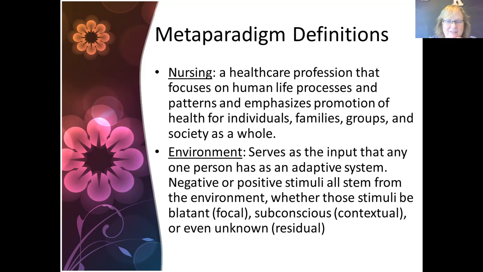In terms of defining the environment, she says the environment serves as an input that any one person has as an adaptive system. So our environment is both external to us and our internal environment. But within her system, within her model, we'll talk about it as a systems model. She talks about input, throughput, and output. And the environment acts as an input.